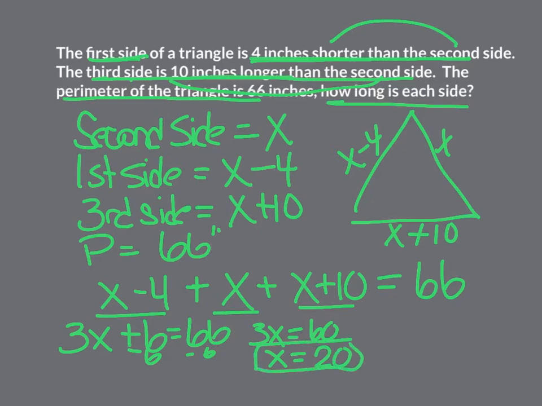All right, so this side is 20. What's this side going to be? x plus 10. So 20 plus 10, so this side's going to be 30 inches. And then this side is going to be 20 inches minus 4, so that's going to be 16 inches. Okay, so our sides are 16, 20, and 30.